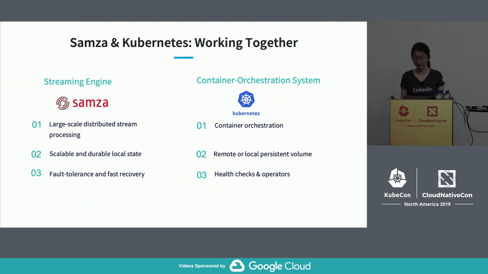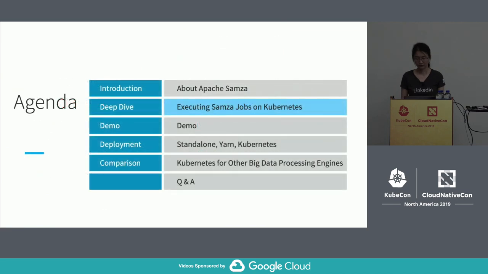In this mode, you write your Samza application and submit it to be scheduled on a Kubernetes cluster. Samza then works with Kubernetes to provision resources for your application and run it across a cluster of machines. It also handles the failure of individual instances and automatically restarts them. We will dive into how a Samza job runs on Kubernetes.